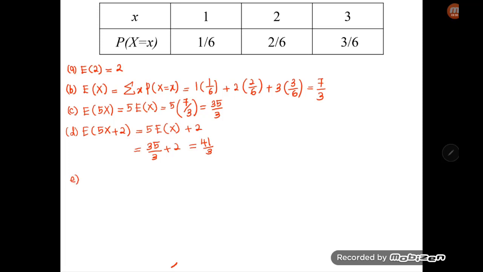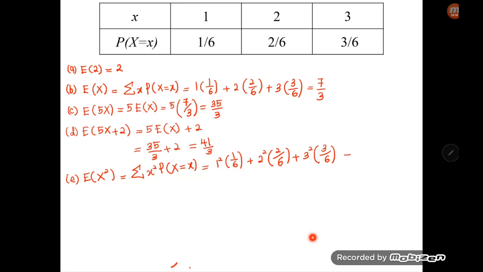And then E, find E(X squared), which is the expectation of X squared, meaning that we have to find the summation of x squared times the probability. So each value of x, we will square it. So 1 squared times 1 over 6 plus 2 squared times 2 over 6 plus 3 squared times 3 over 6. Then when we calculate, we will get 6.